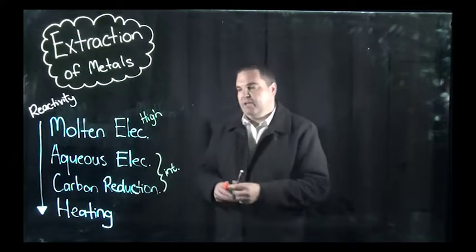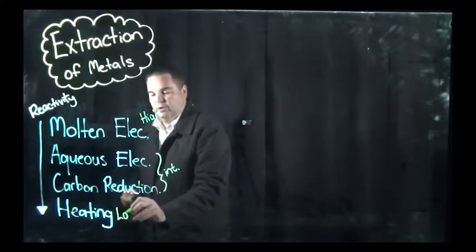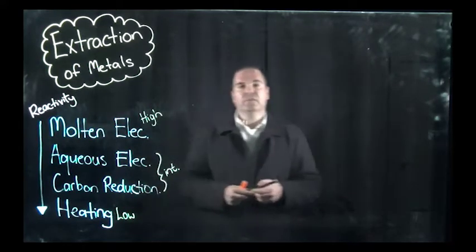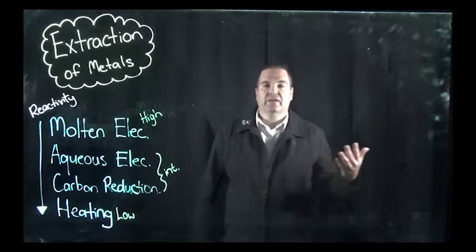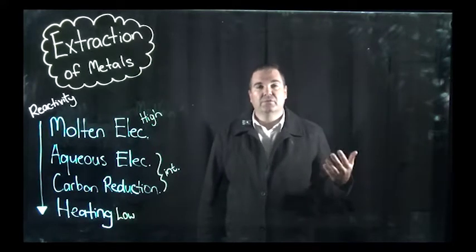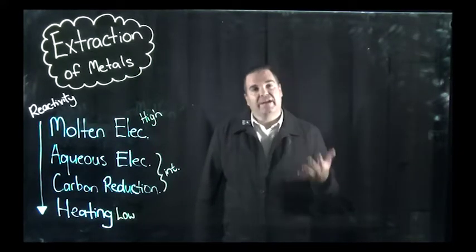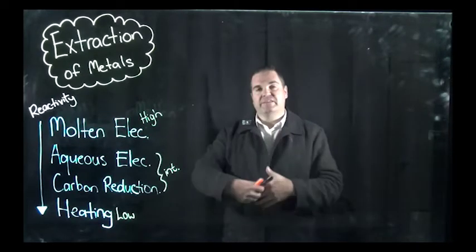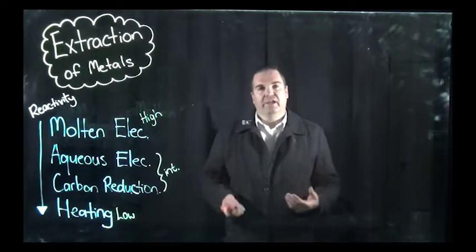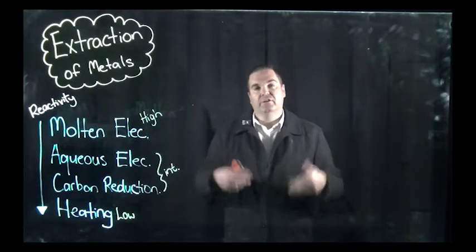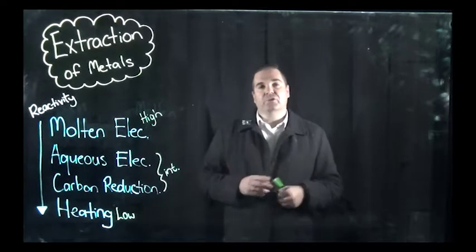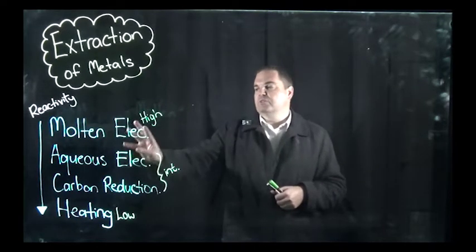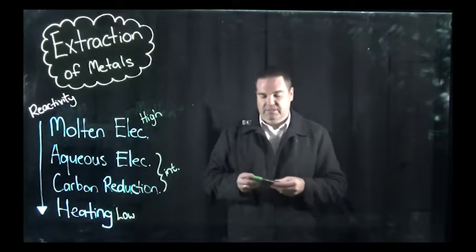If you get down to metals which are really low in reactivity, then you can use just heating. Good examples are things like gold, silver, mercury. They're very unreactive metals, and so all you've got to do is basically heat them to get them out of the ore that they're in, and you get the pure metal out of it. What we're going to be really focusing on is the electrolysis side of it. So we're going to be looking at both the molten electrolysis and the aqueous electrolysis here.